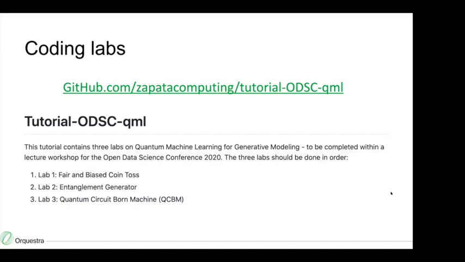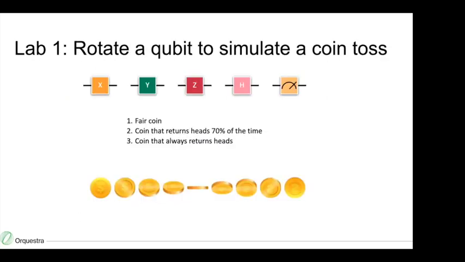Can we say that all gates are rotations on the Bloch sphere, says Claudia? The single gates, I believe they are all rotations on the Bloch sphere. Yeah, the entangling gates are not. Okay. So yeah, the first lab has a rotation of a qubit to simulate a coin toss.